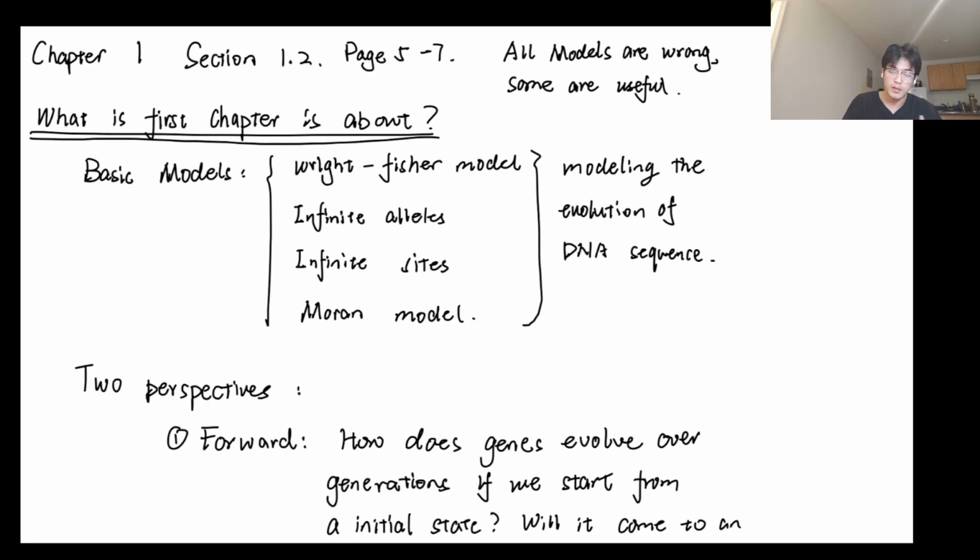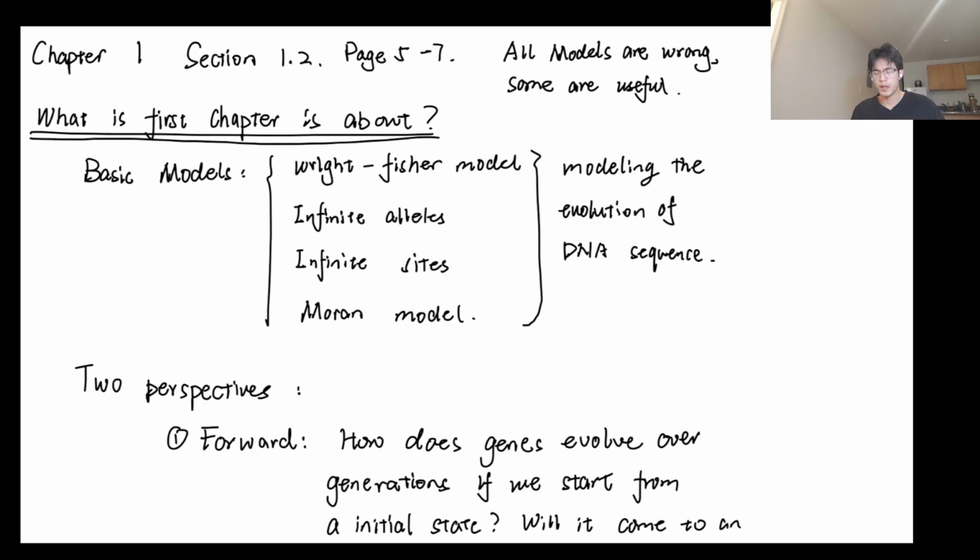What is the first chapter about? It introduces a bunch of basic models that are used in modeling the evolution of DNA sequences. Specifically, section 1 is titled Wright-Fisher Model, and then it goes to infinite alleles, then infinite size, and at the end it introduces the Moran model.